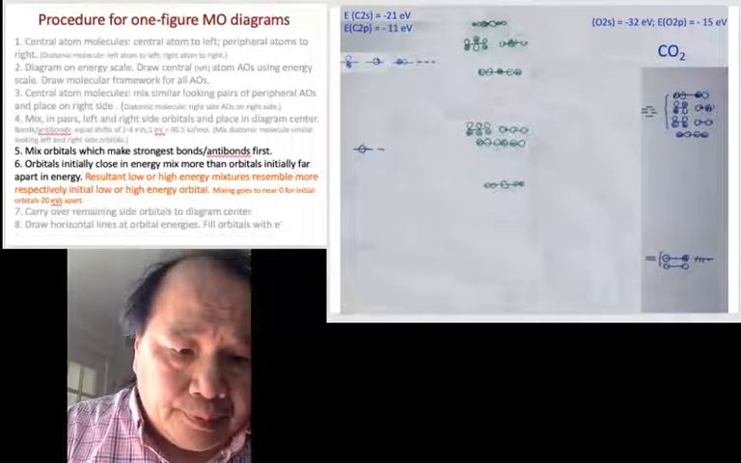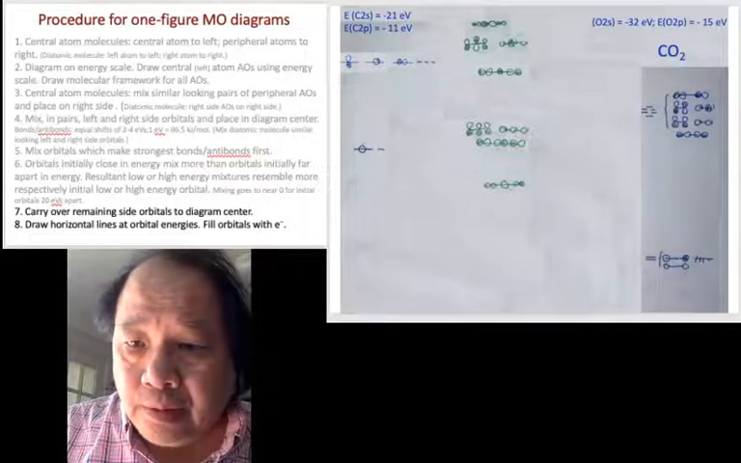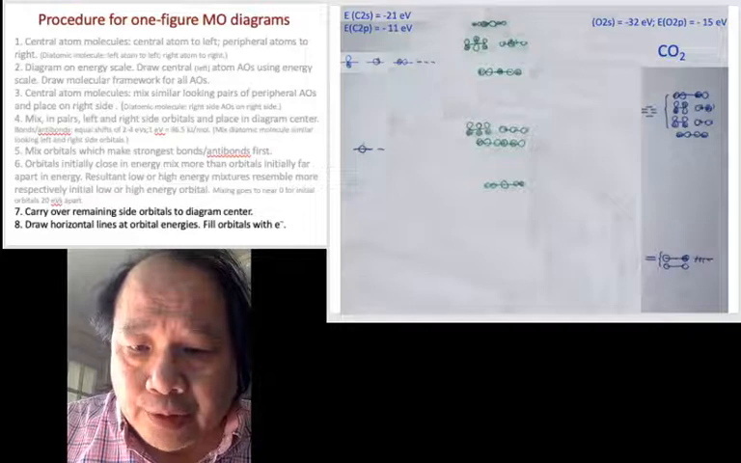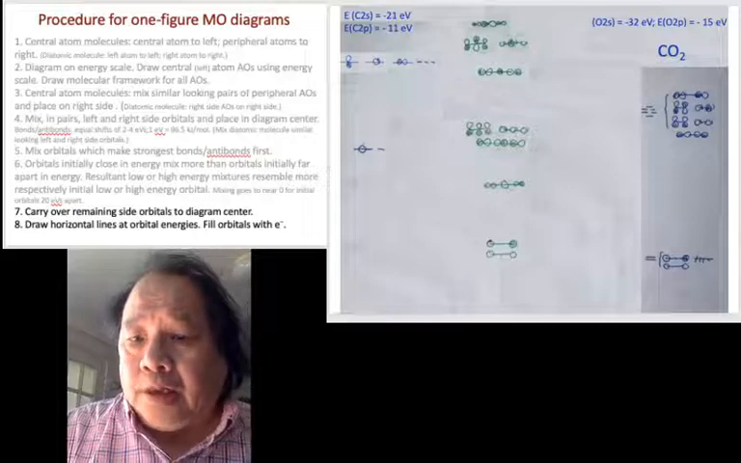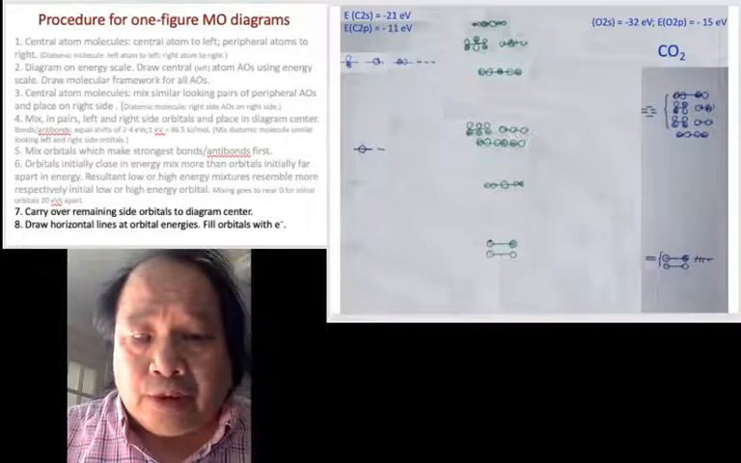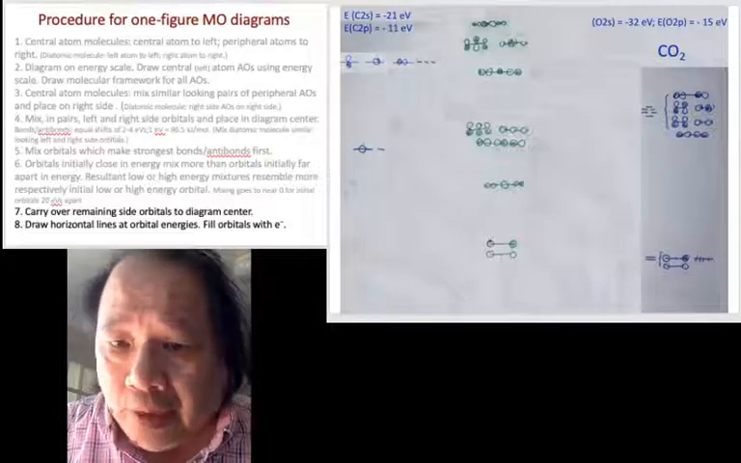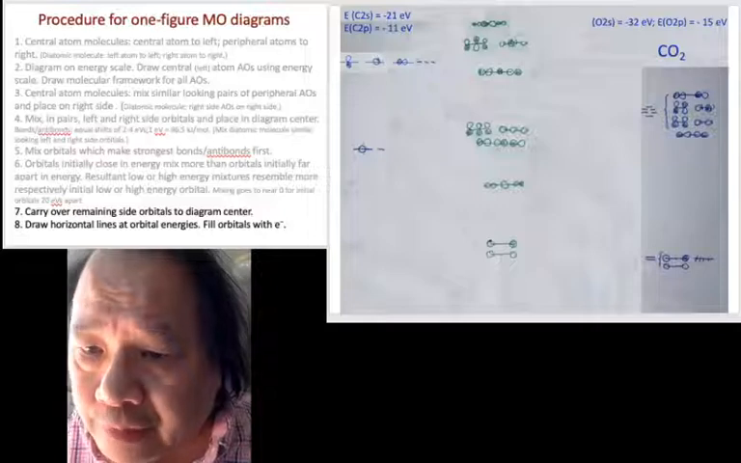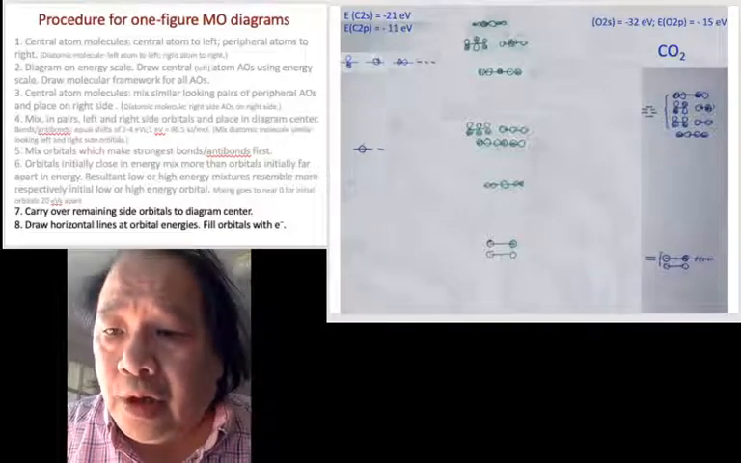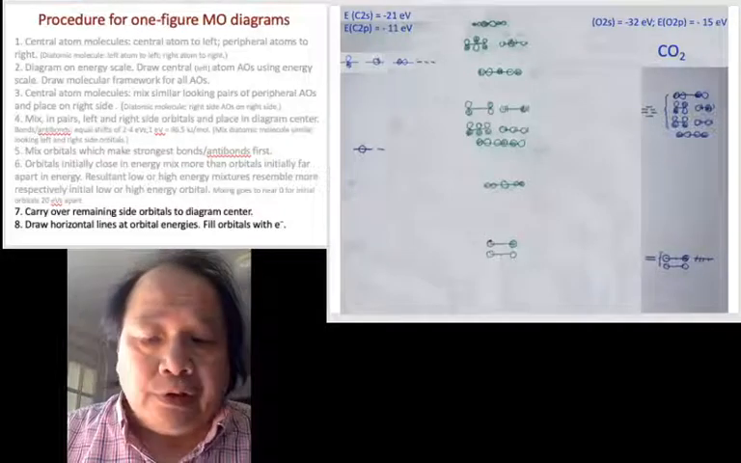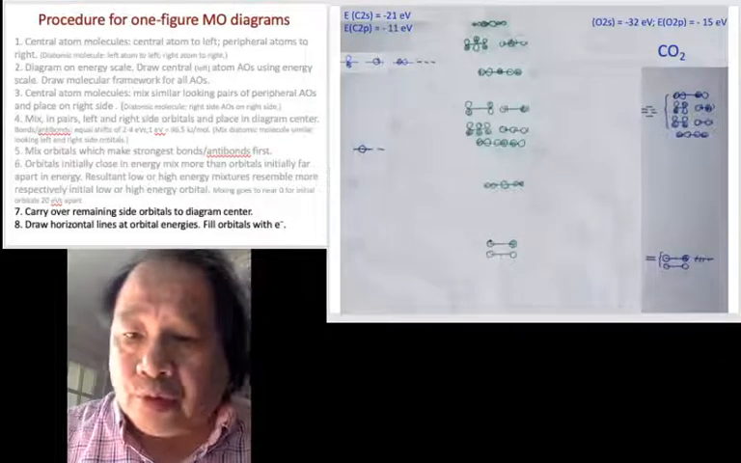What's the next step? The next step is carry over remaining side orbitals to the diagram center. Oops. And so I do that right here. At this point, let's draw the tie lines. The tie lines, remember, are the lines that tell you where each orbital came from. And I haven't drawn all. Which orbital haven't I drawn over yet? Do you see there are still 2 remaining p orbitals on the oxygen, which I haven't brought over? They have nothing to interact with. They are not capable. They do not make sigma or pi bonds.